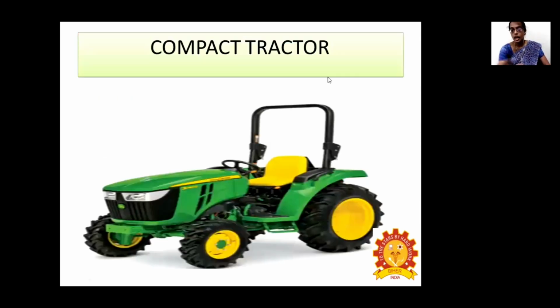And this is the compact tractor. It is very compact in shape. Based on our requirement, we can use this tractor.